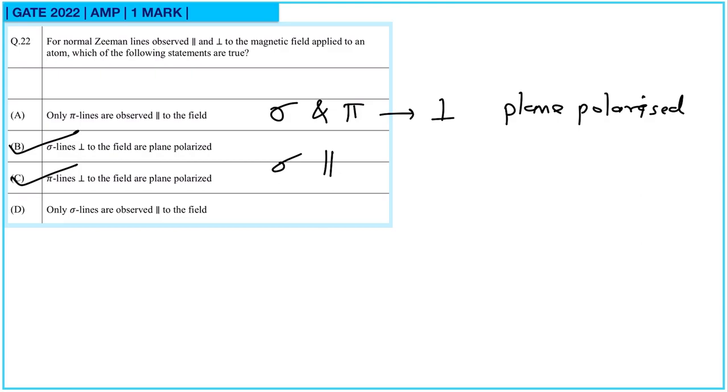So here option D is correct. So only sigma lines are observed parallel to the field. So here options B, C and D are correct.